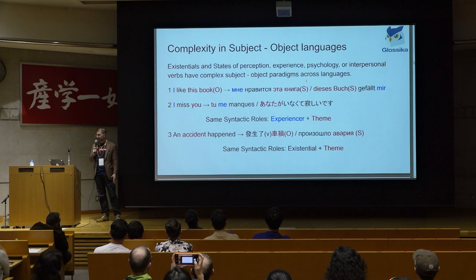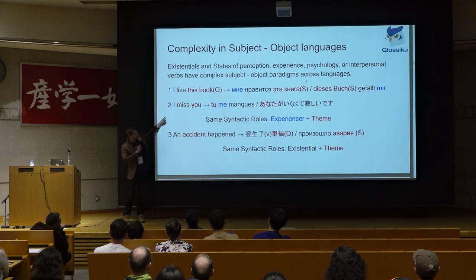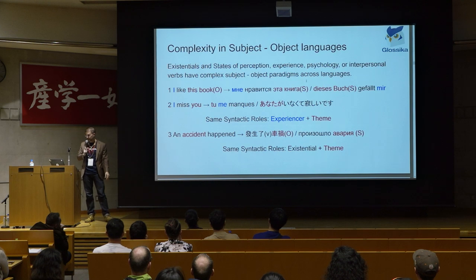I miss you. Tu me manques. Anata ga inai kute sabishii desu. And they have the same syntactic roles. There's an experiencer in these sentences. So you have nye, mir, me, and I in the English. And then the Japanese is actually missing the I because they don't need to actually state it. It's understood by the context.